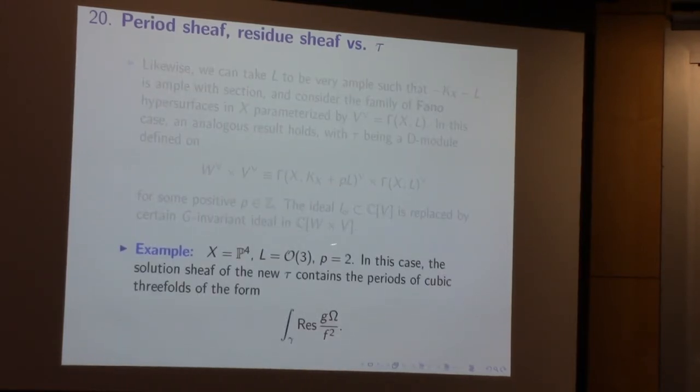Okay, so here's an example of the Fano case. This is P4, a well-known, well-studied classical case: P4, O(3), and in this case, p turns out to be 2, and the tau that you wrote down turns out to govern the periods of the so-called cubic threefold given by this Poincare residue.